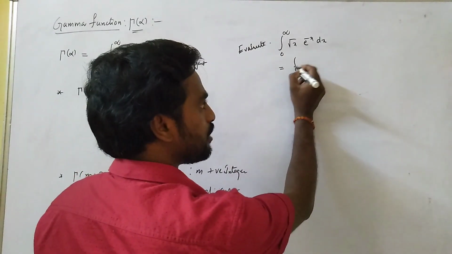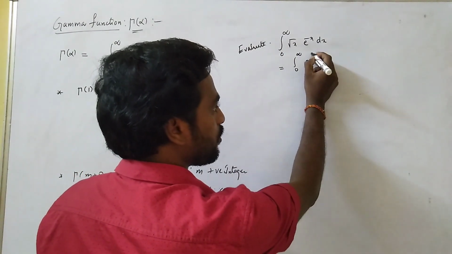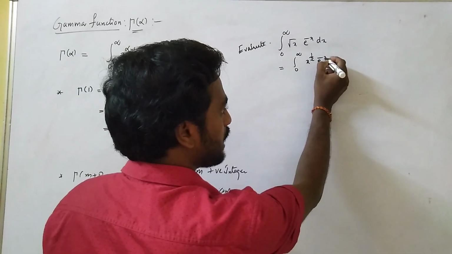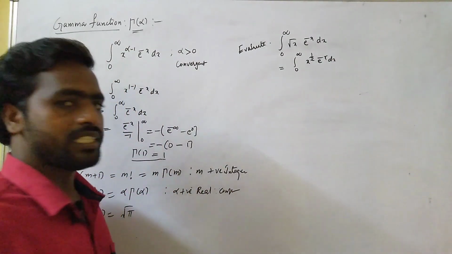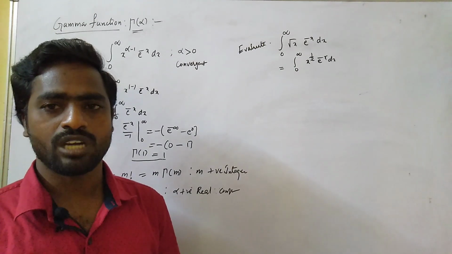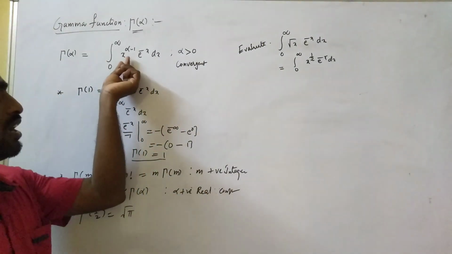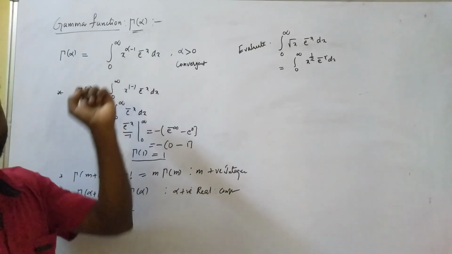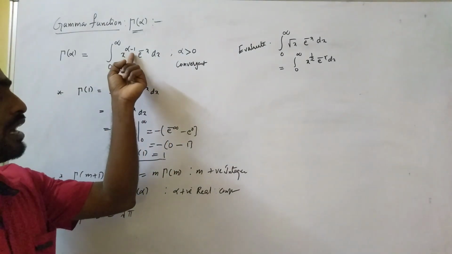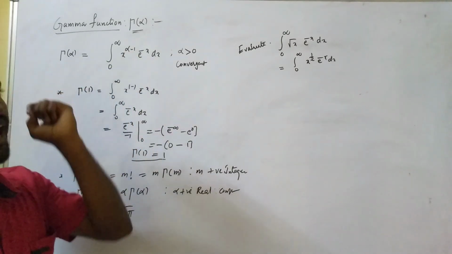That is the integral from 0 to infinity of x to the power of 1/2 e^(-x) dx. So this is not in the form of gamma. The gamma function means x to the power of alpha minus 1 times e^(-x). The minus 1 is a must, so without writing the minus 1, you cannot identify the alpha value.